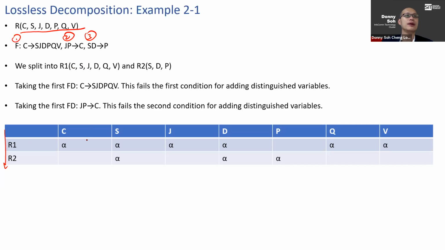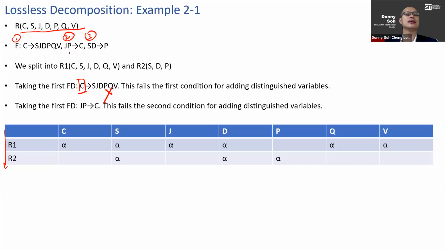For table R1, we have C, S, J, D, Q, and V, and so we put distinguished variables there. For table R2, we have S, D, and P, and so we put distinguished variables there. So part of our work is already done. We just need to check for our three FDs whether we are able to add any other distinguished variables. In the first FD, we look at the left hand side. The left hand side does not have two or more rows that have the distinguished variable, so it failed.